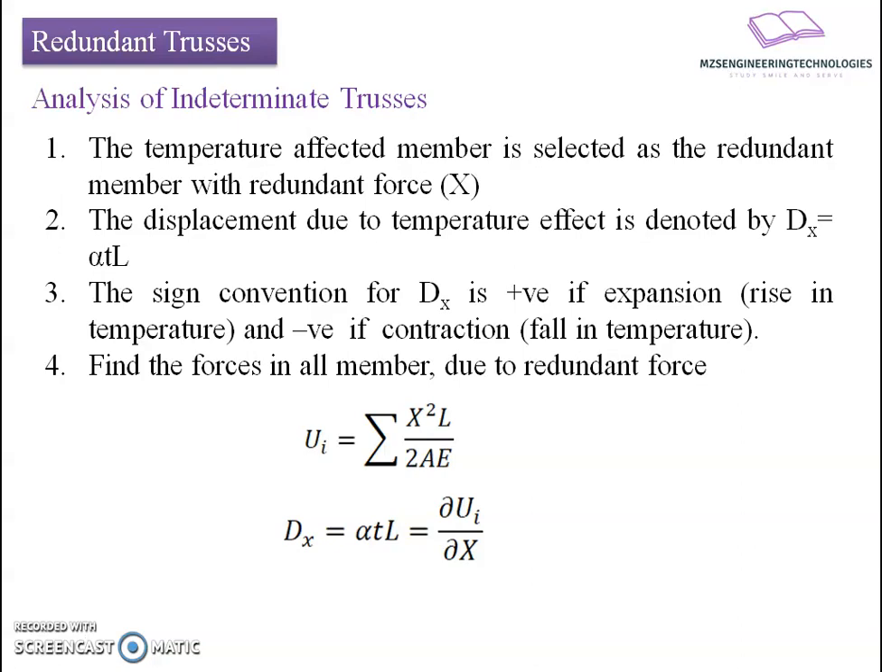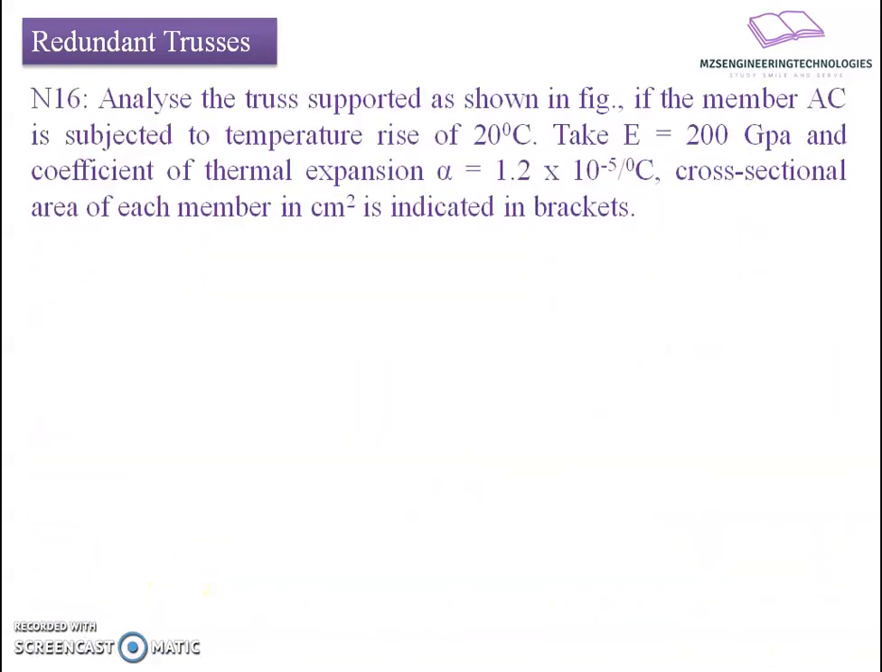We get a relation alpha TL equals dU by dX, and since the members are axial force members, we'll consider the strain energy stored by the member to be X squared L upon 2AE. Based on this preliminary assumption, we will try to solve the numericals which address the temperature changes. Let's move towards numerical number 16.